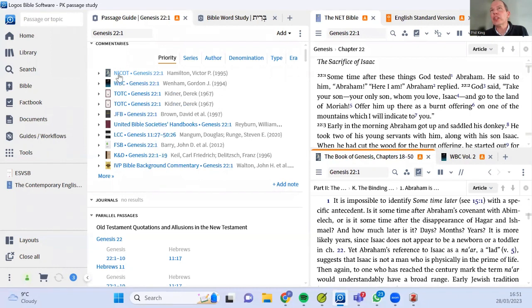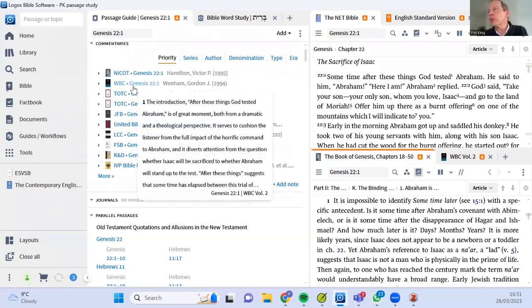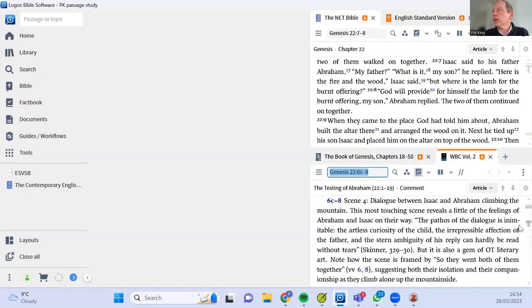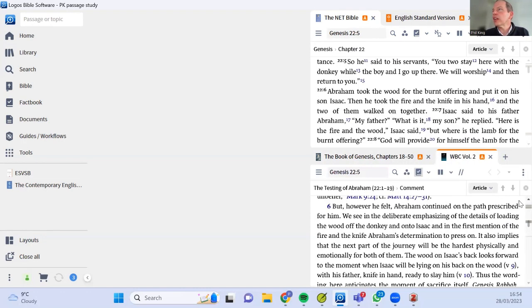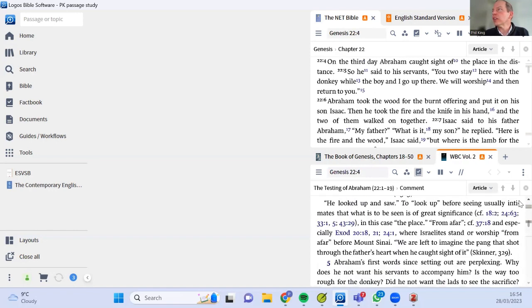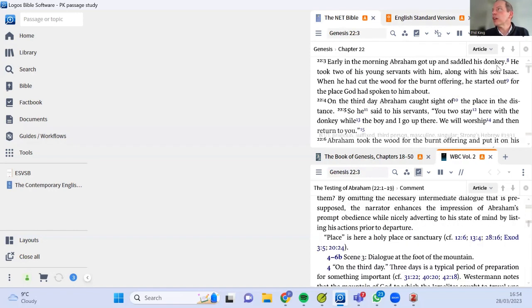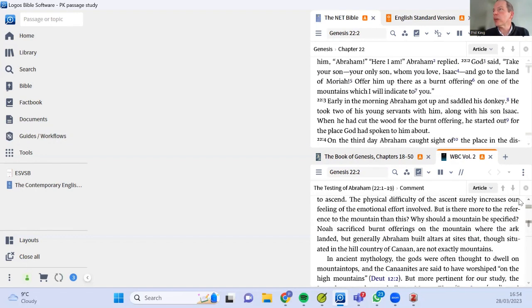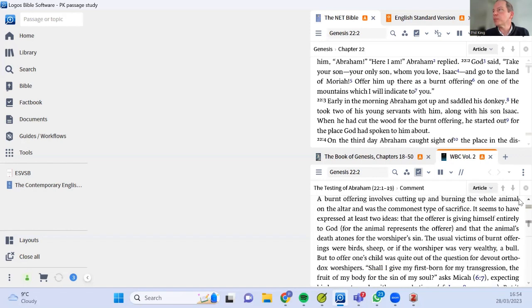Like here, I've got the New International Commentary on the Old Testament and the Word Biblical Commentary. These are both really good commentaries on the biblical text that might give me some more advice. So I'm going to look at what it says in the Word Biblical Commentary and the New International Commentary of the Old Testament on these vocatives. Let's just have a quick look at verse 1 first of all, and see if the Word Biblical Commentary says anything here about the use of the name Abraham.